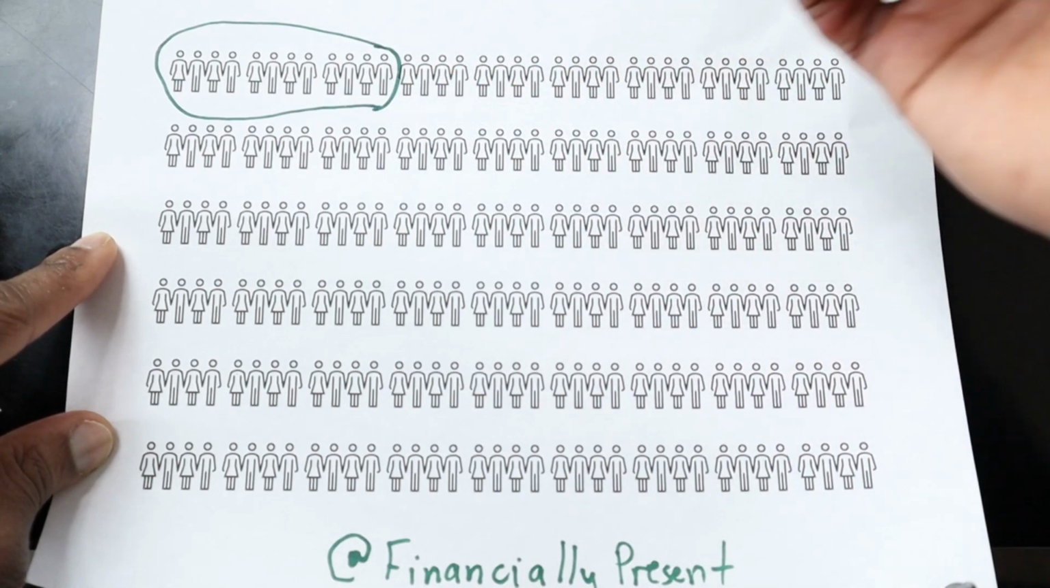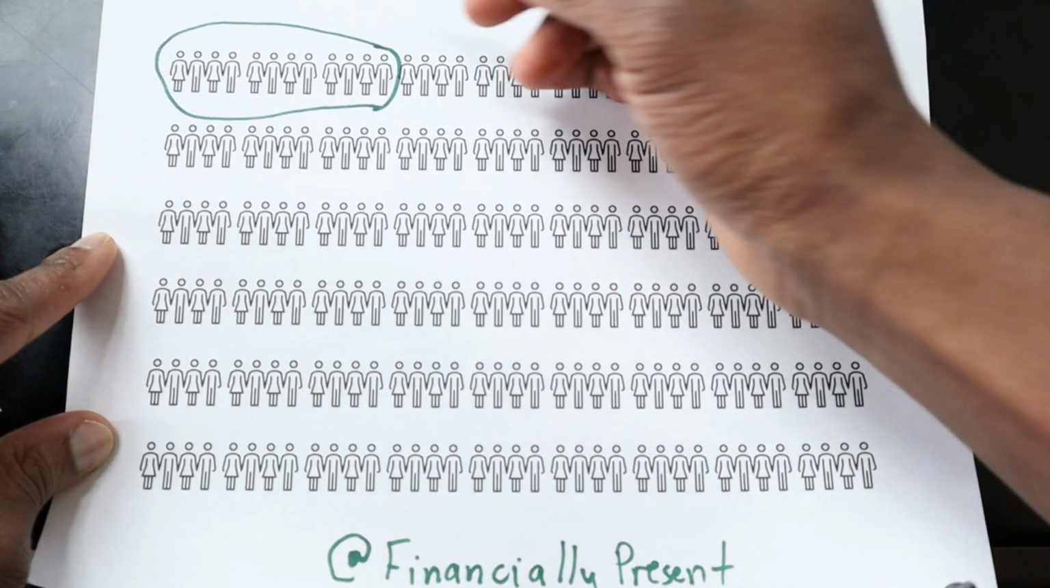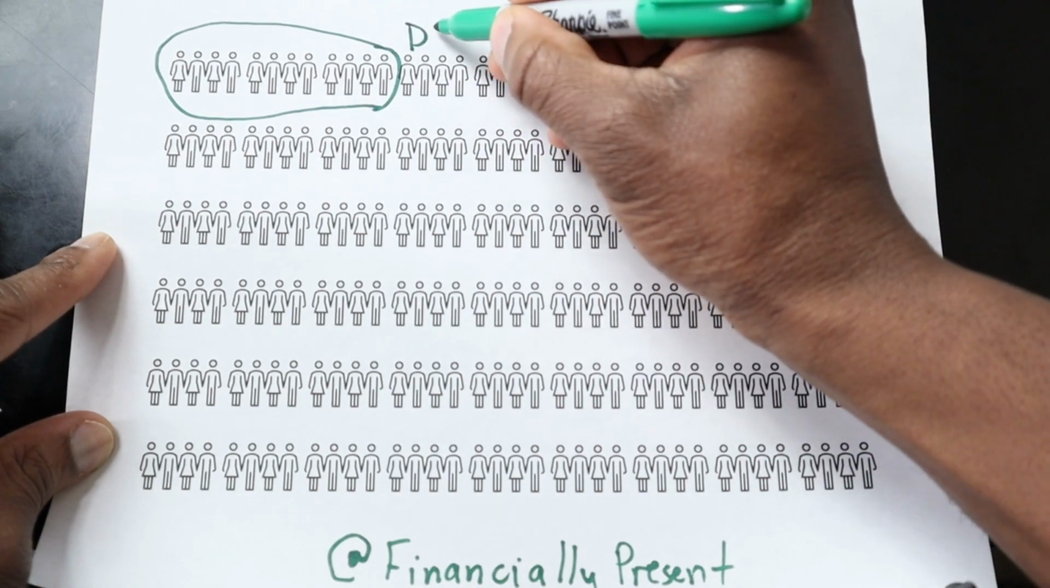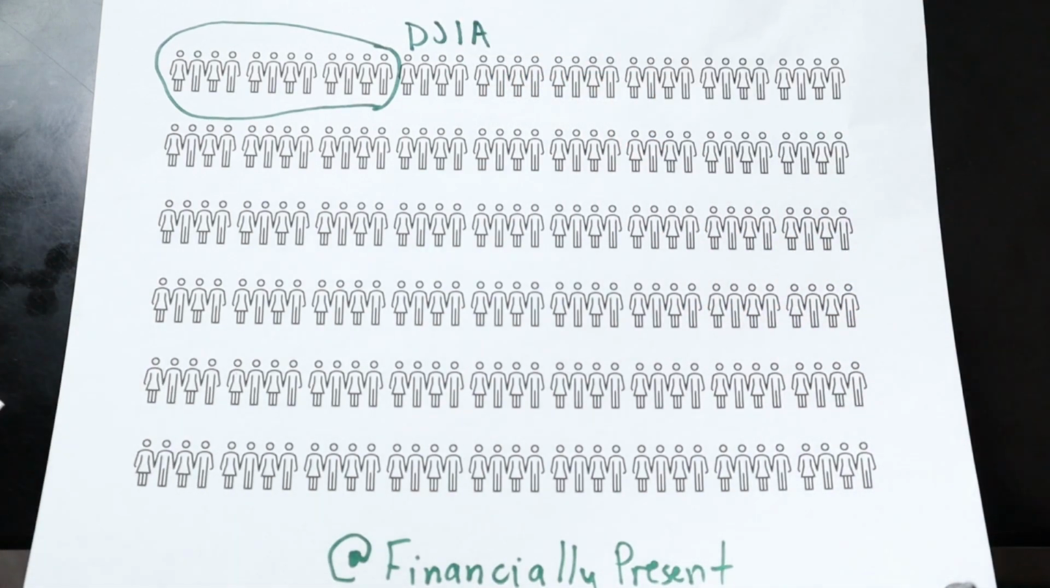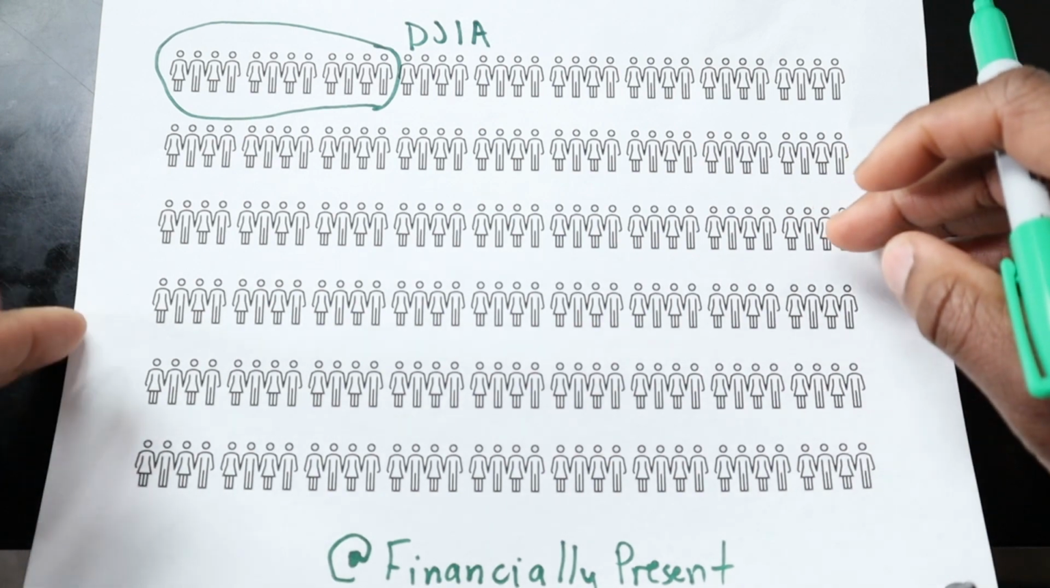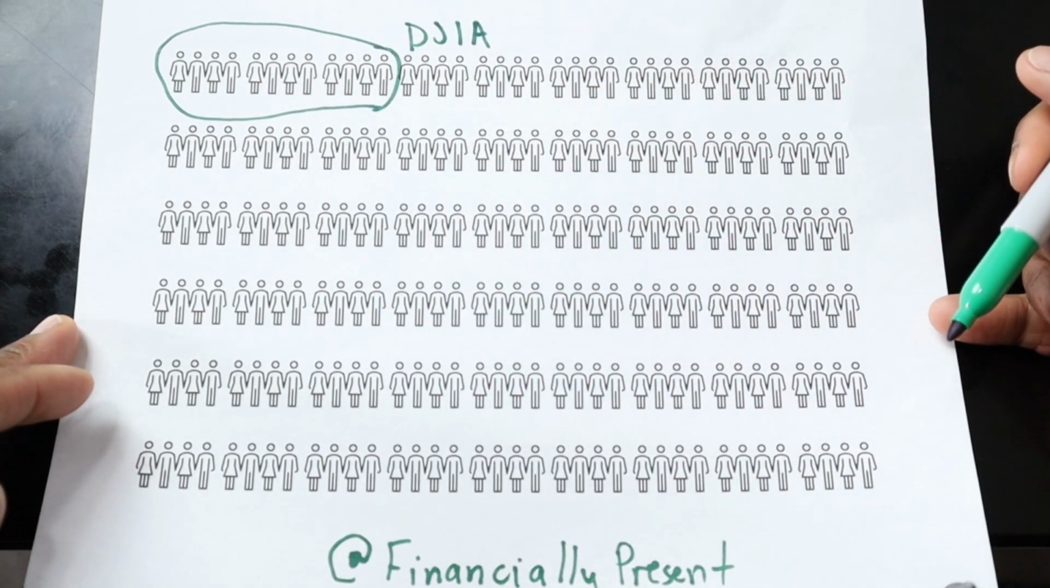Great students, right? But I'm going to call them the Dow Jones Industrial Average. They're a great selection of students. Unfortunately, they don't represent the entire school. This is not a very accurate representation. I have thousands and thousands of students.